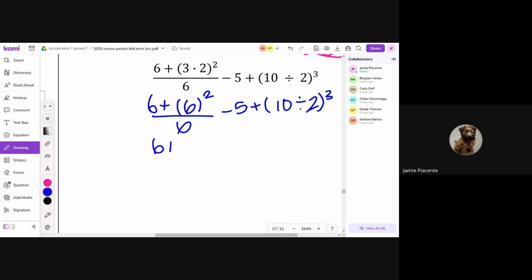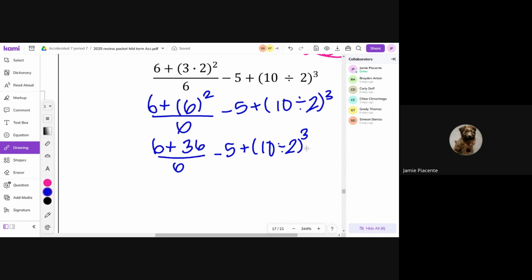So 6 plus 6 squared, exactly the way it's typed. Now, if it was a negative, you'd still get the same answer, but if a negative was on the outside and you lost those parentheses, you'd get an incorrect answer. So be careful with these. 6 squared is 36, all over 6 minus 5 plus 10 divided by 2 raised to the third power. Make sure this 3 doesn't start coming down.